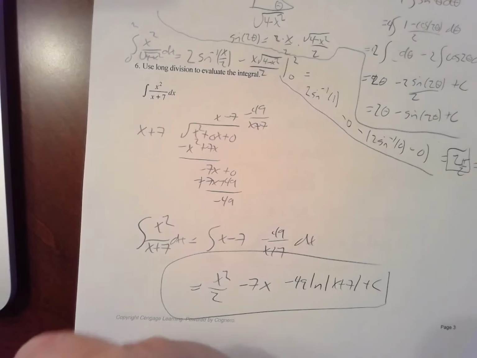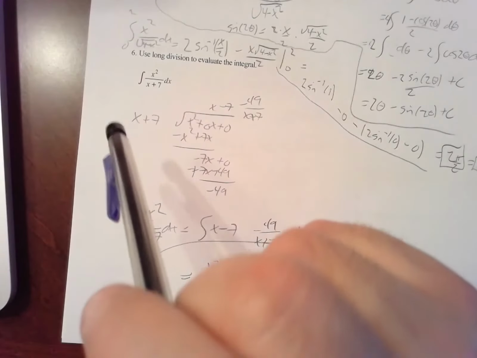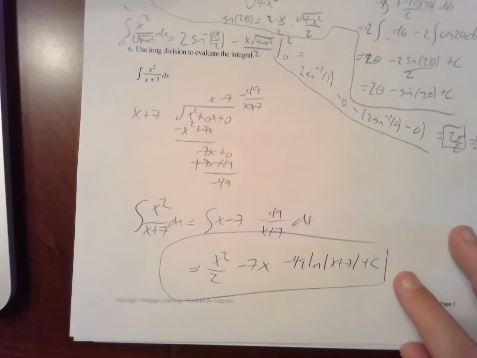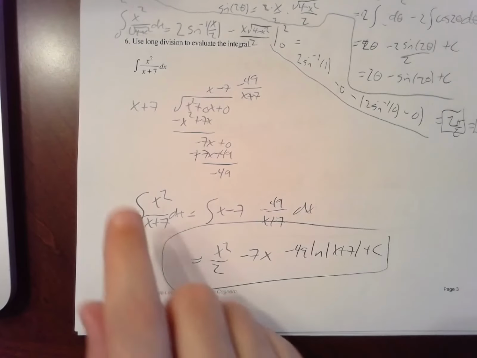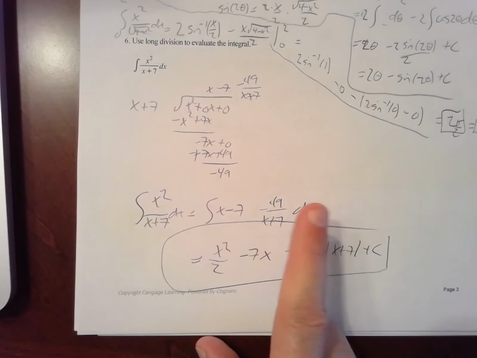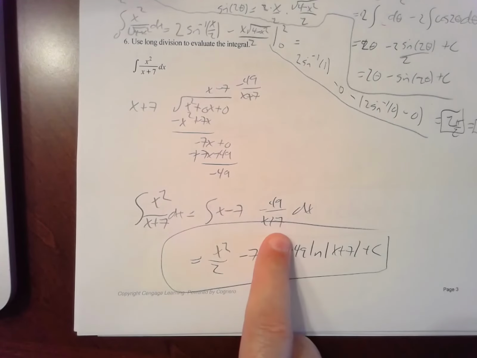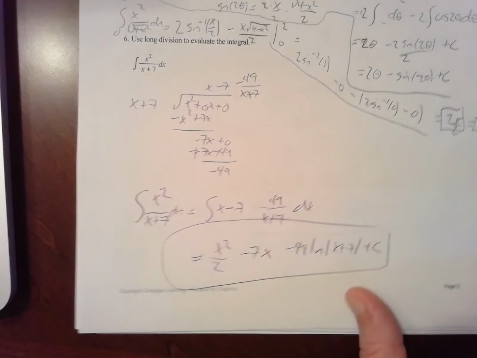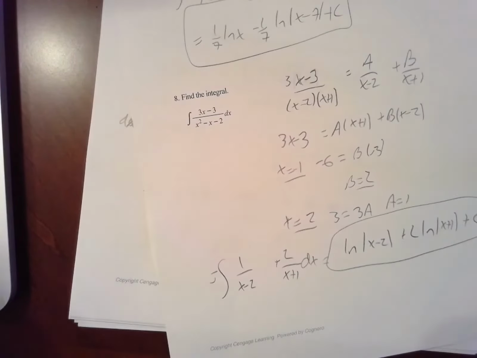Okay, here we got to use long division. Anytime the degree of the top is bigger than or equal to the degree of the bottom, you must use long division. Separate this into 3 separate integrals. Those we can just do. That one's a natural log, and we're done. That's the final answer. Next page.